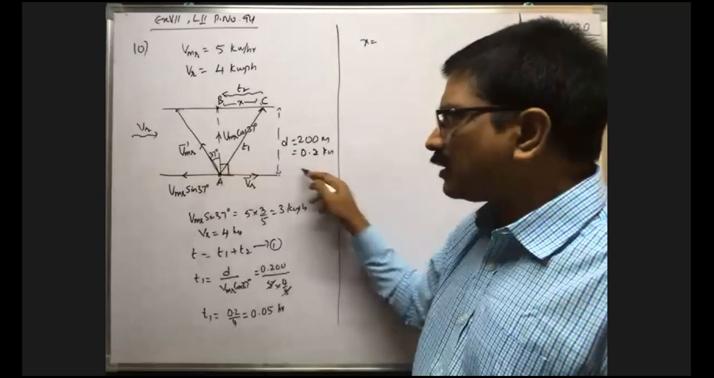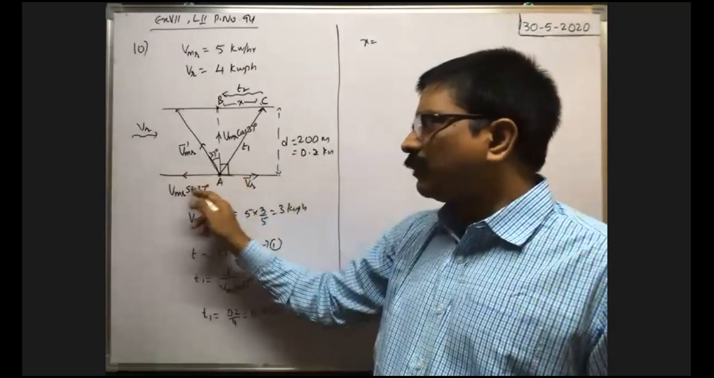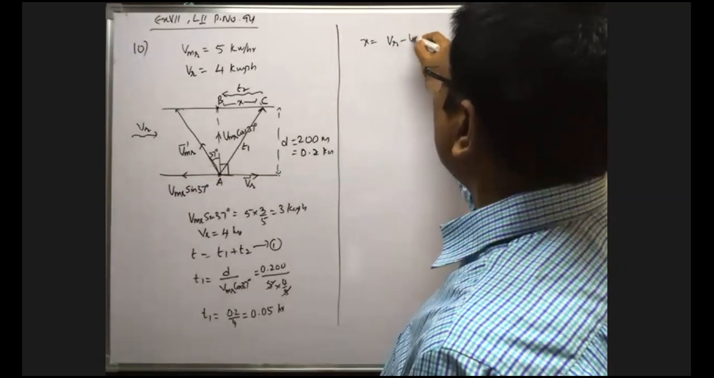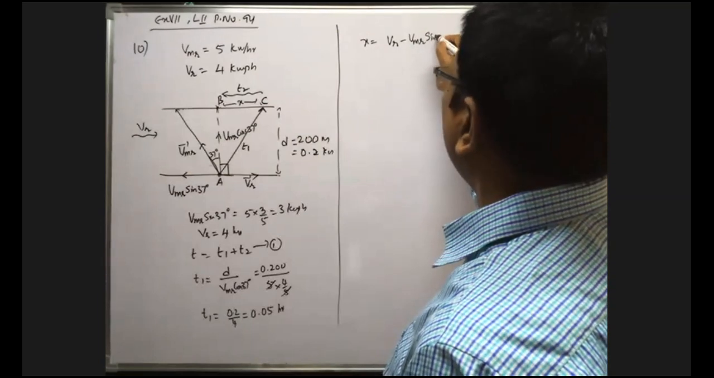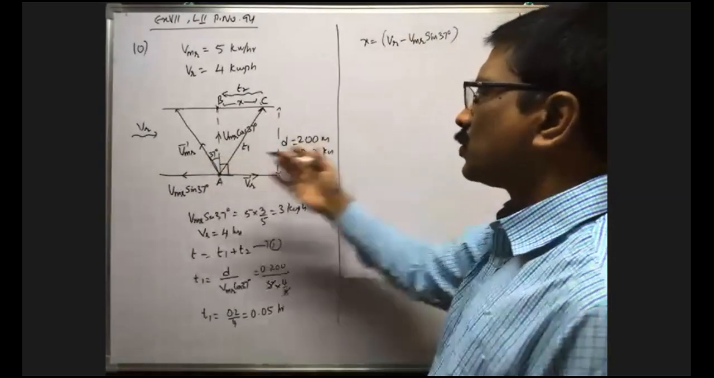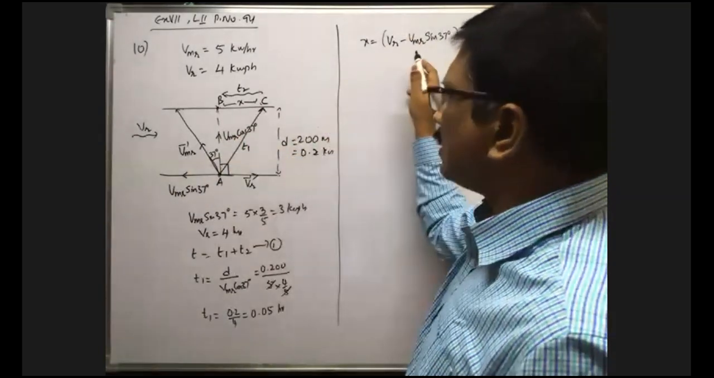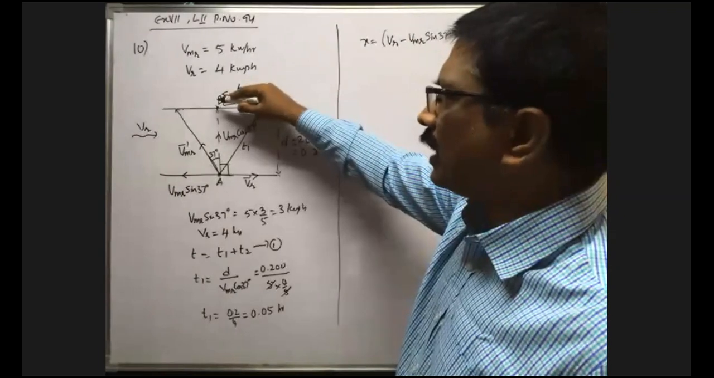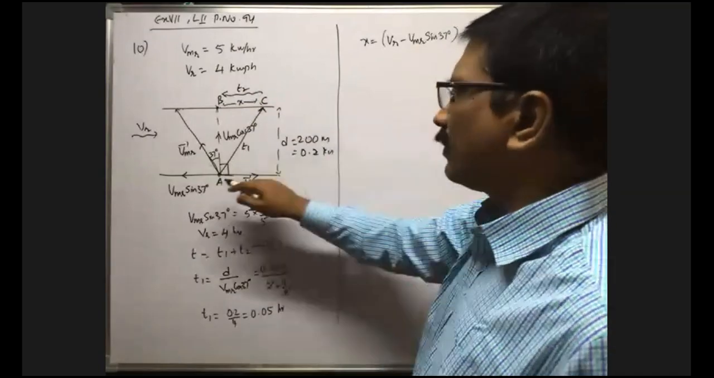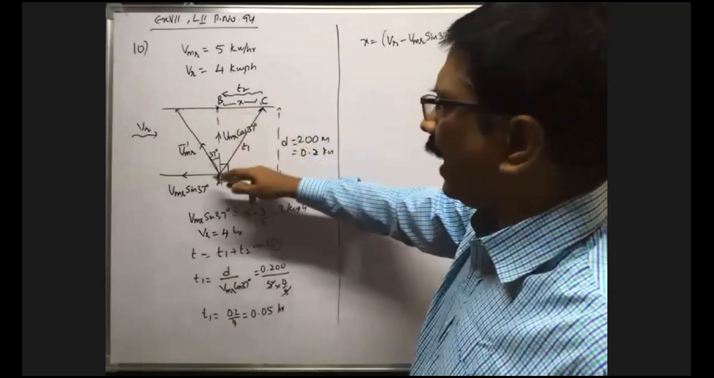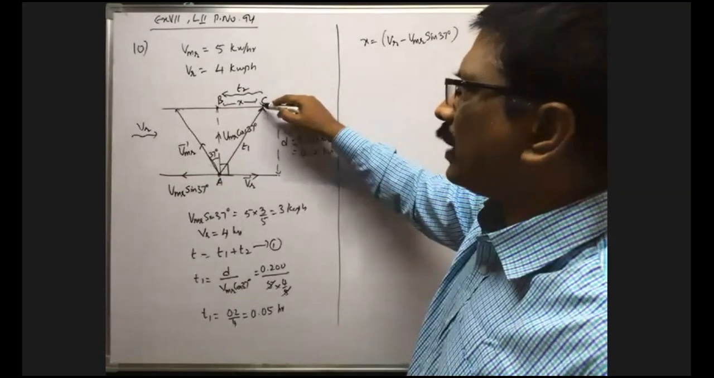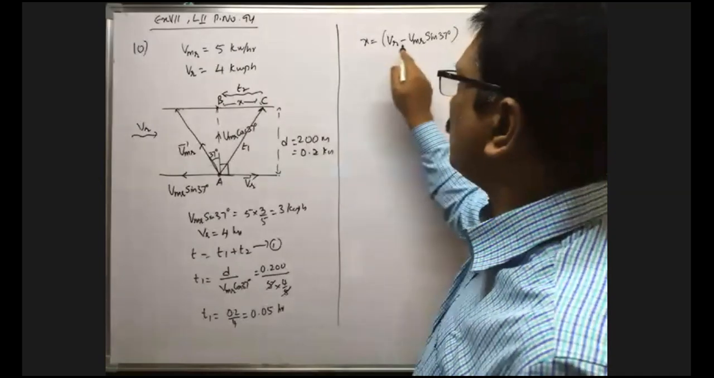On the man, along this direction VR acts, and in the opposite direction VMR sin 37 acts. So along this direction, the resultant velocity is VR minus VMR sin 37. In the other direction, it is VMR cos 37. The resultant of these acts along this direction, so that the man travels along it and reaches the other bank at point C. That's why there is some drift because of this velocity.